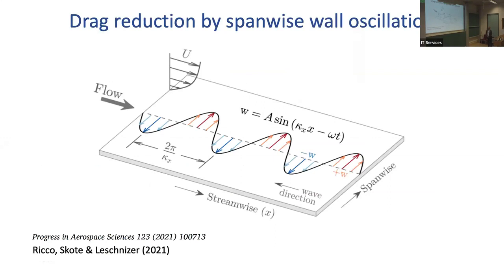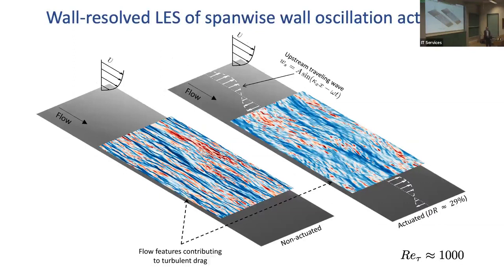So I'm talking about drag reduction using spanwise wall oscillation. There are various ways to achieve drag reduction. This is the only one I'm going to focus on. It involves moving the wall physically in a sinusoidal pattern with a traveling wave. This has been extensively studied in the literature for some time. There's a very nice review mentioned down there by Rico and colleagues that gives the state of the art of the work in this area. And essentially it works. It works very well under the right parameters.